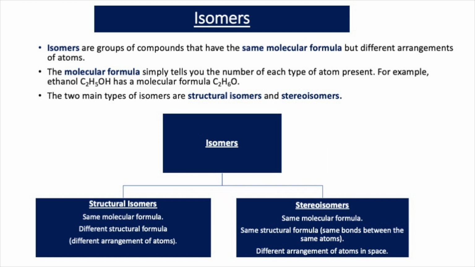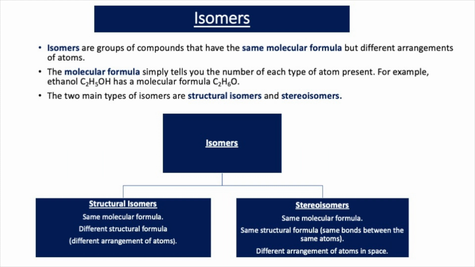So let's start by defining what we mean by the term isomer. Isomers are groups of compounds that have the same molecular formula but a different arrangement of atoms. And the molecular formula simply tells you the number of each type of atom present. So if we take the compound ethanol, which is C2H5OH, there are 2 carbons, 6 hydrogens, and 1 oxygen present in a molecule of ethanol. So ethanol's molecular formula is C2H6O. The molecular formula simply tells you which atoms are present and how many are present in a compound.